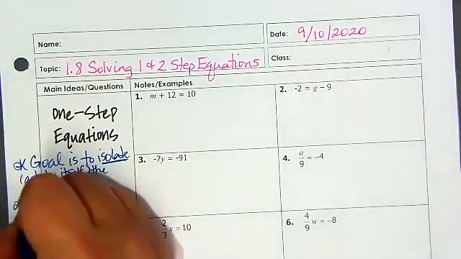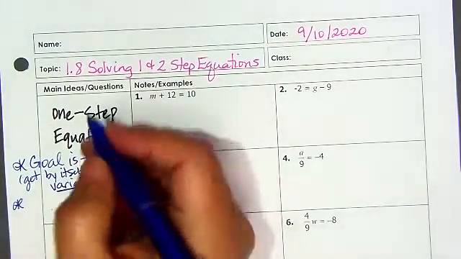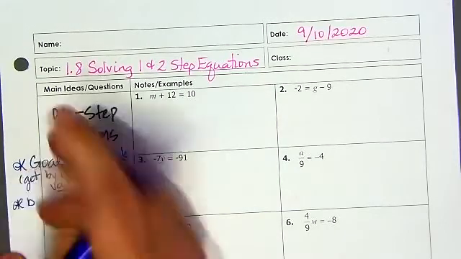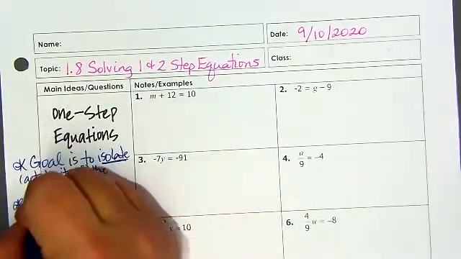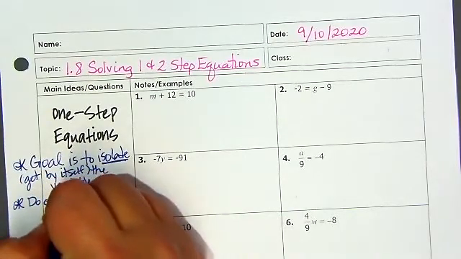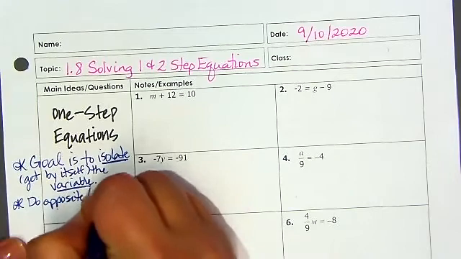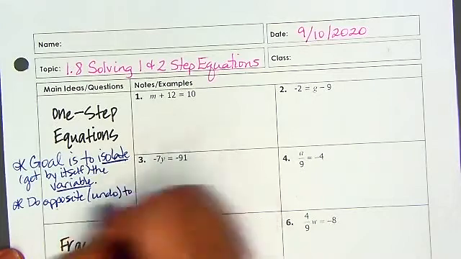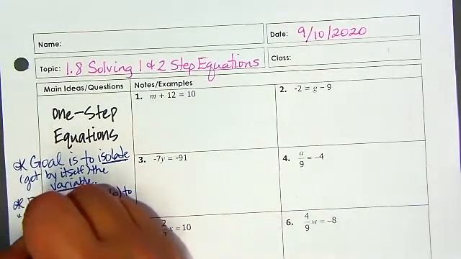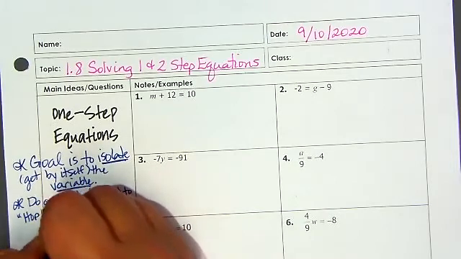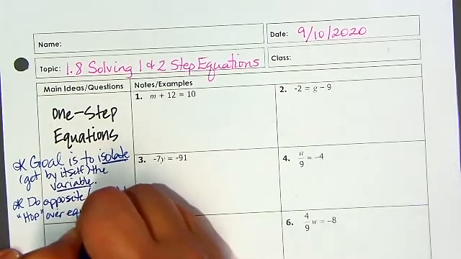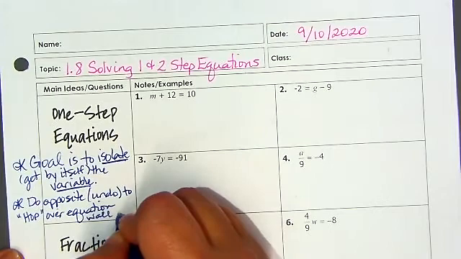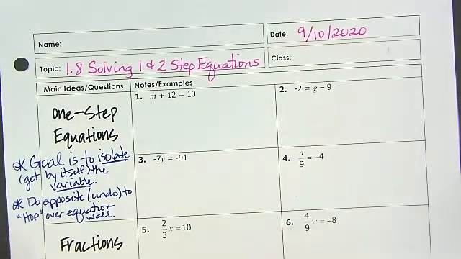We do this by, I kind of affectionately call it, do the opposite or undo. So do the opposite or undo to hop over the equation wall, or to move it to the other side of the equal sign. You might remember me saying this from last year. All right, so here we go.